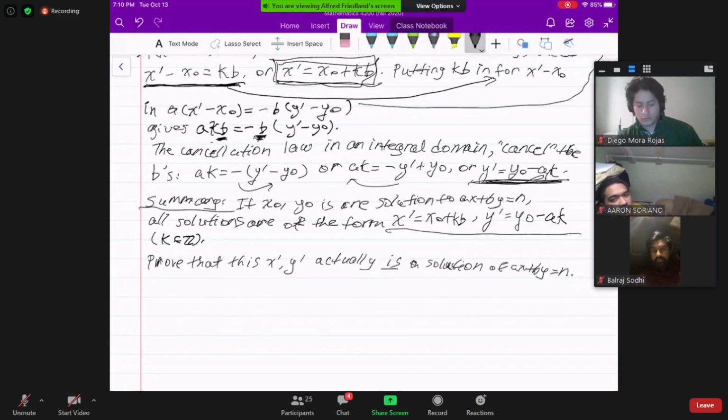and on Thursday we'll actually see how we can use what we've developed today to solve real Diophantine equations, including, say, breaking $25 into $2 bills and $5 bills.